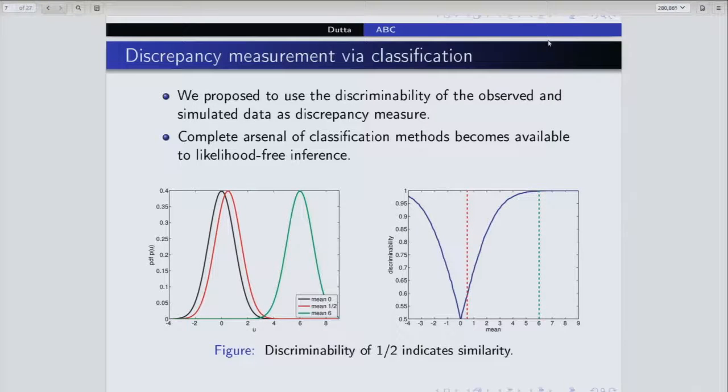And you can see it goes down to 50% at the true value. So classification accuracy, CA, will become 50% at the true value. Otherwise, it increases. So this is a very simple example. It's a Gaussian example, so we got a very good illustration.